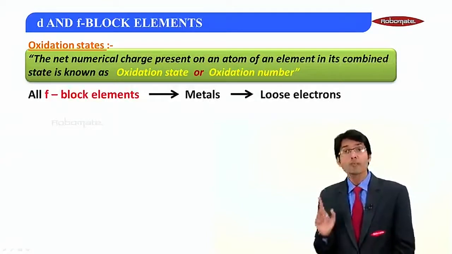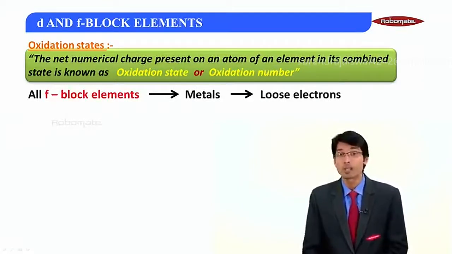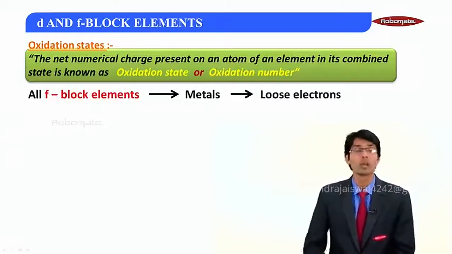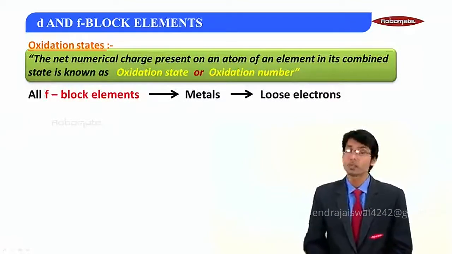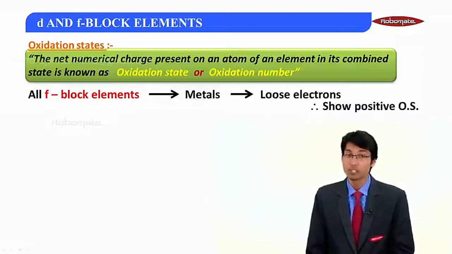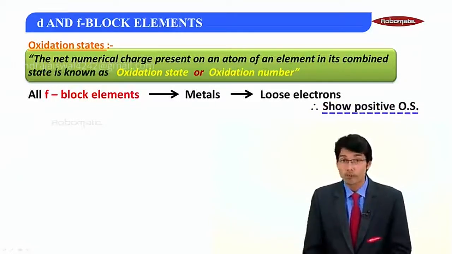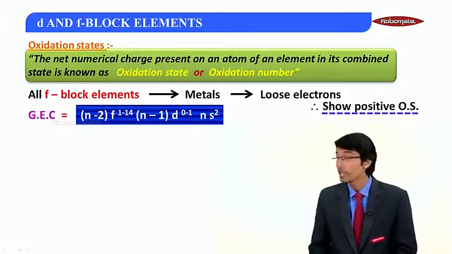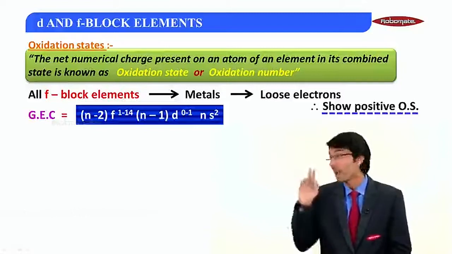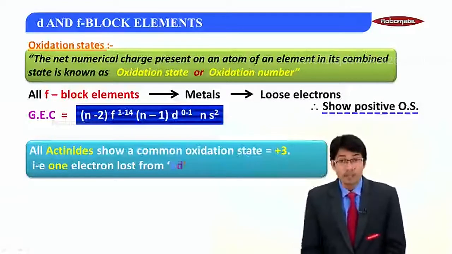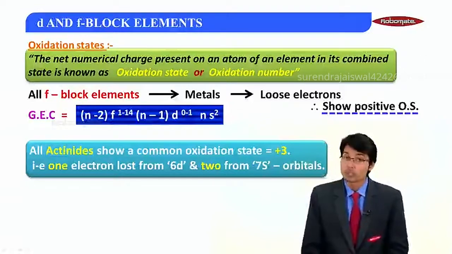Now in case of f-block elements, all the elements are metals, and metals have a tendency to donate or lose electrons, and because of this tendency all these elements show positive oxidation states. The general electronic configuration of f-block elements is (n-2)f1-14, (n-1)d0-1 and ns2. In case of actinides, all actinide elements show a common oxidation state of +3.